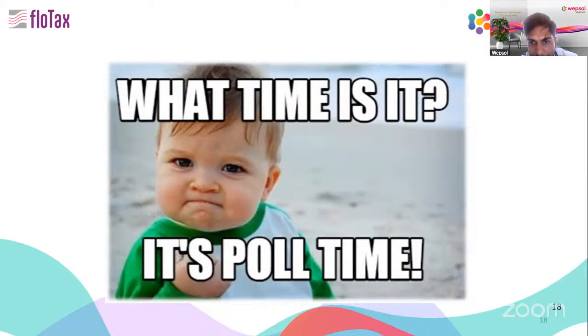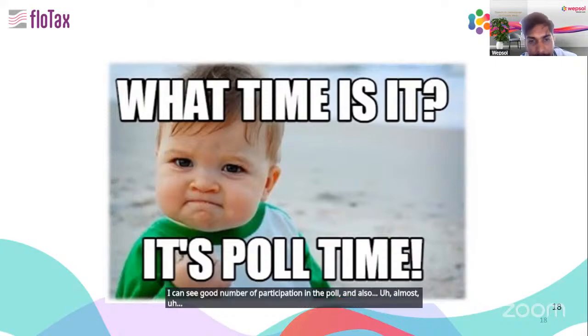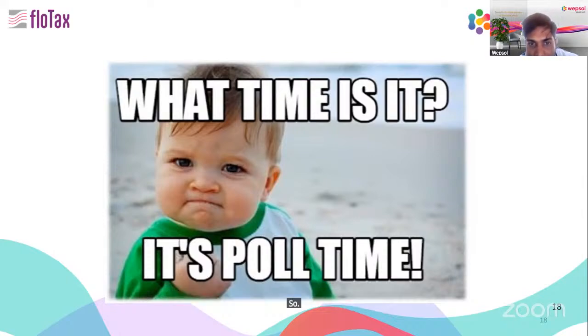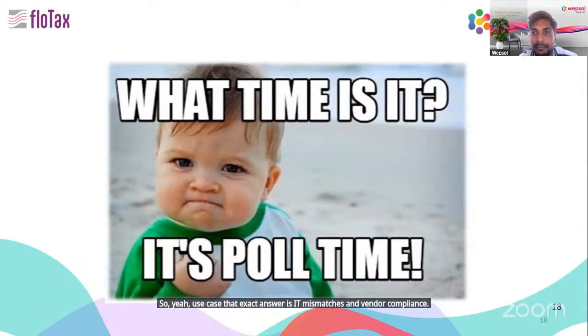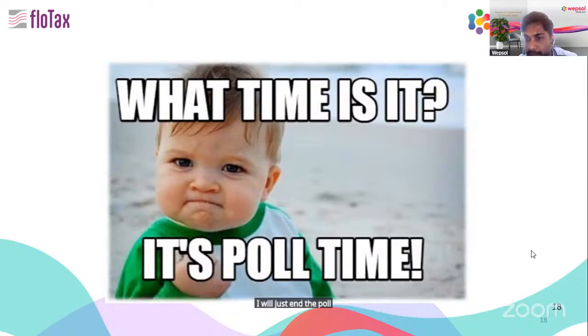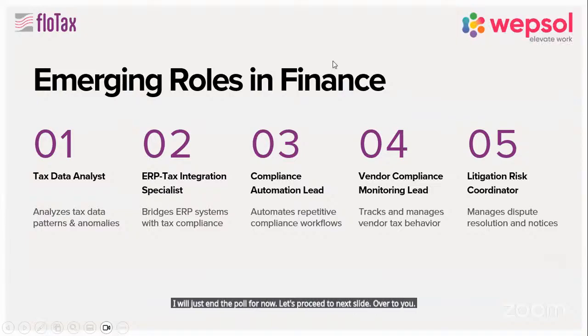I can see a good number of participants in the poll, and almost 76% of people answered it correctly. So yes, guys, the exact answer is ITC mismatches and vendor compliance. I will just end the poll for now. Let's proceed to the next slide. Over to you, sir.